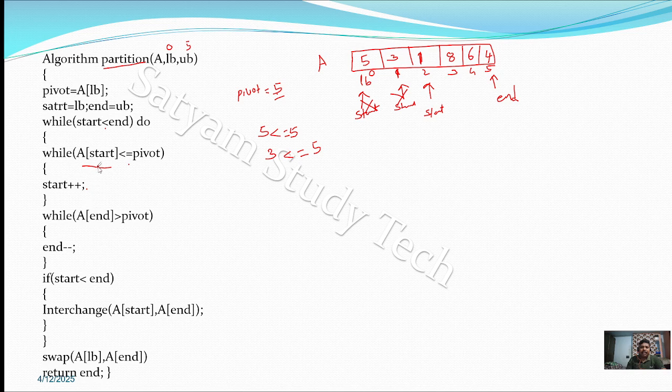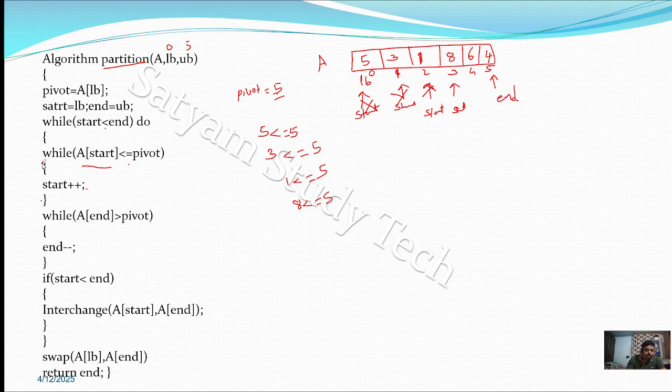Also check A of start. A of start value is 1. So 1 is less than or equal to the pivot element 5, so this condition is also true. Then start is incremented. Now the start is here. Again we check A of start less than or equal to pivot. A of start value is 8. Now 8 is less than or equal to the pivot element 5? The condition fails. Now we can stop this.